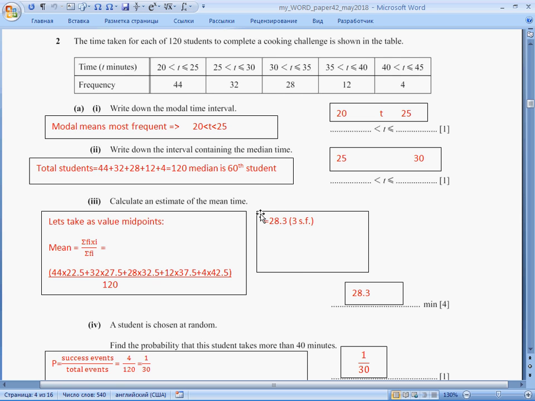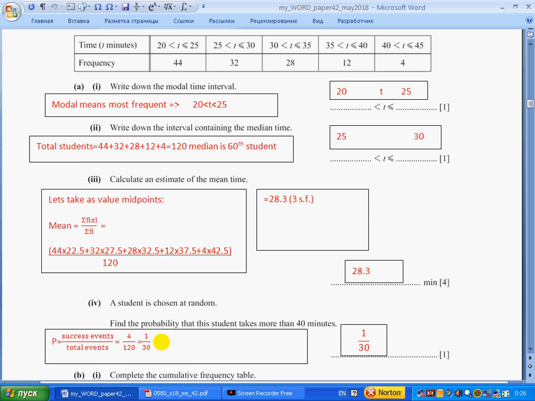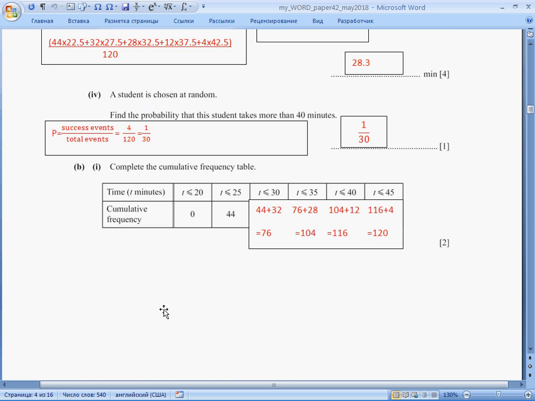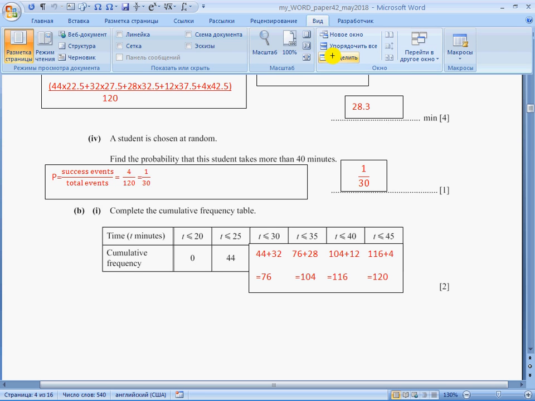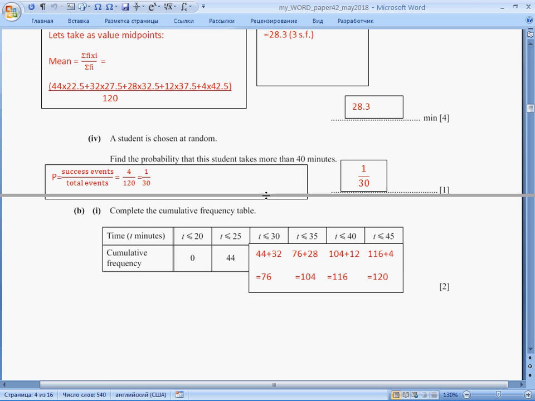A student is chosen at random. Find the probability the student takes more than 40 minutes. More than 40 minutes is 4 students out of 120, so we divide 4 by 120 and we get 1 over 30.